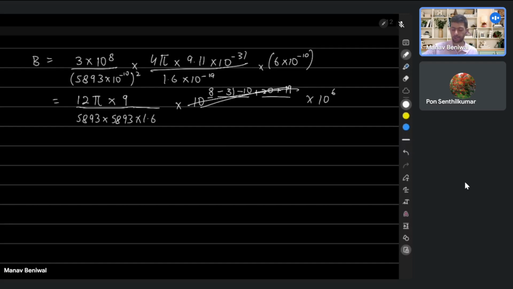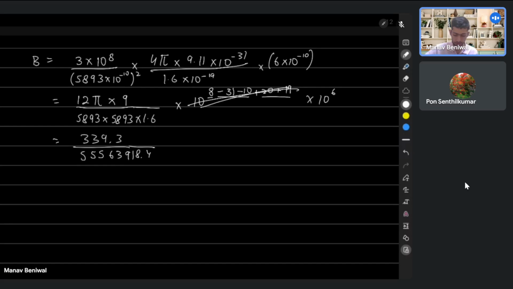Now let's take out our calculator and write these numbers. So this is 12 multiplied by pi multiplied by 9. So this is 339.3 divided by 5893 squared multiplied by 1.6. And this is 555,63918.4.